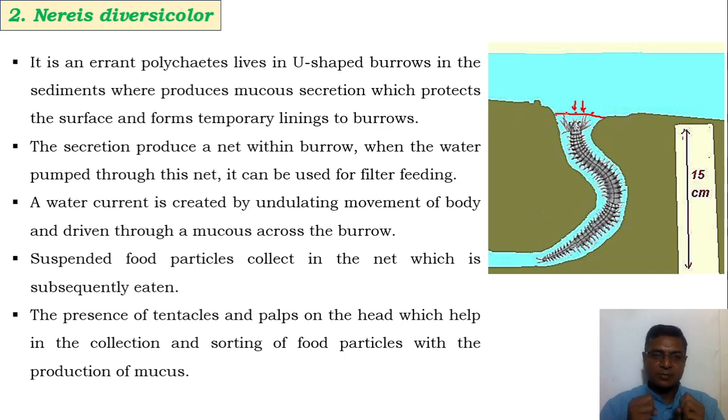But for trapping, no doubt the net formed by the mucus is important. Along with that, the tentacles as well as the palps located on the head region help with the collection as well as sorting of the food material, with the help of the net produced by the mucus here.